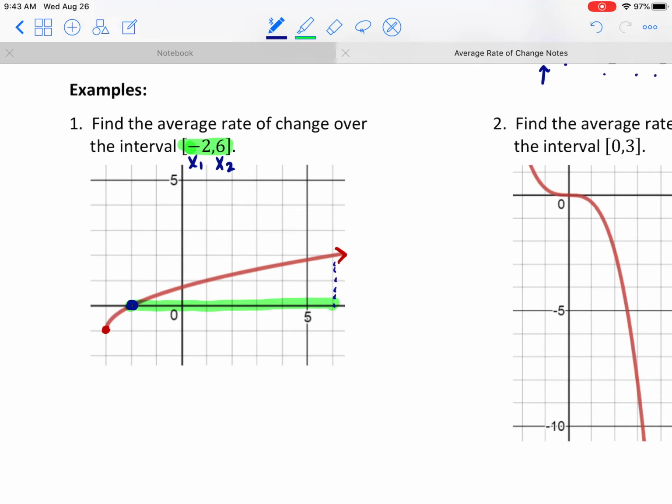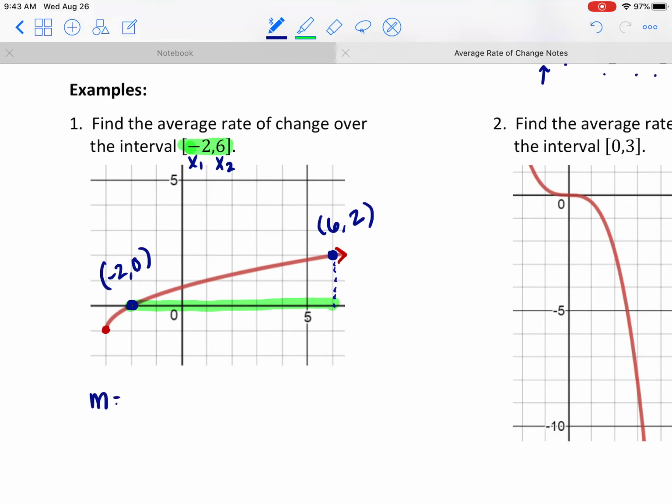The ending point happens to be here. So this is a coordinate. The first x value of -2 corresponds with the y value of 0. And here's our second coordinate. Our second x value of 6 corresponds with a y value of 2. Okay, so now we have our 2 points, and now we can calculate the average slope over that interval.